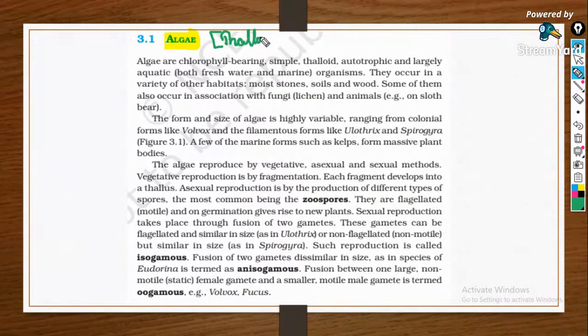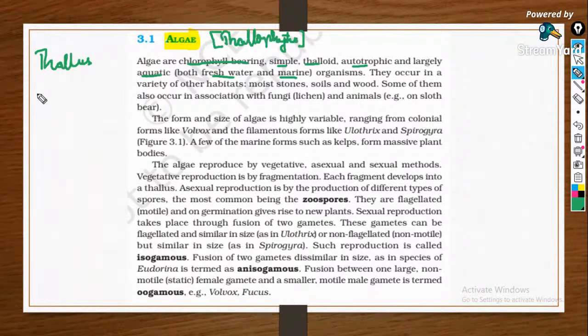Thallophytes bear a thalloid body. Thalloid body refers to what? It means that there is no differentiation into root, stem, and leaves. Algae are chlorophyll bearing, simple thalloid, autotrophic, and largely aquatic, that is both freshwater and marine organisms. So algae are thallophytes, with no body differentiation; they have a thallus body.